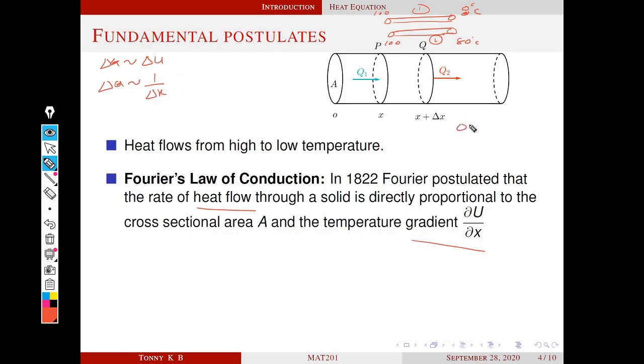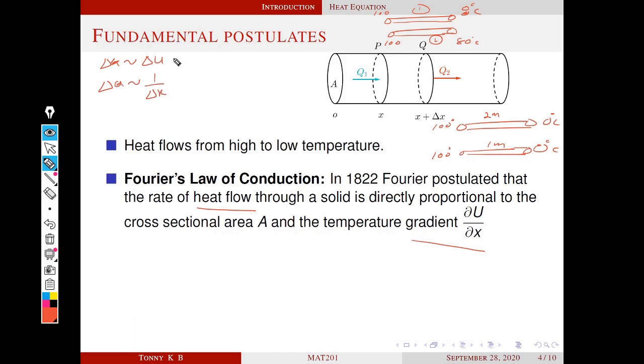Consider another example. Here is one rod. This end is at 100 degrees and this end is at 0 degrees, and the length is 2 meters. Another rod has 100 degrees and 0 degrees, and its length is 1 meter. Then what about the rate of heat flow? In the first case, heat flow is comparatively less than in the second, right? So if the length is large, if the distance between the two points is large, then the amount of heat flow is small. That's why the amount of heat flow is inversely proportional to the distance between them.